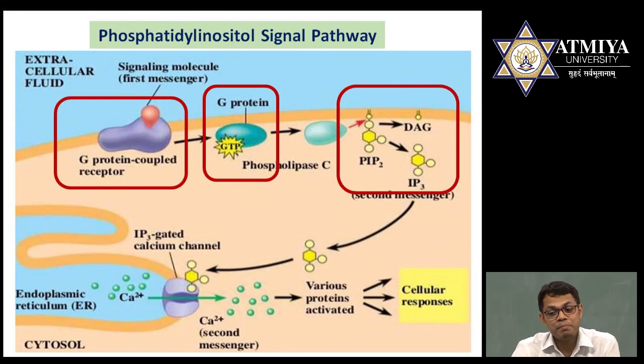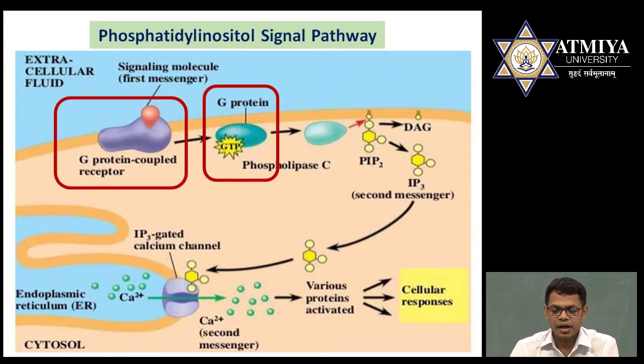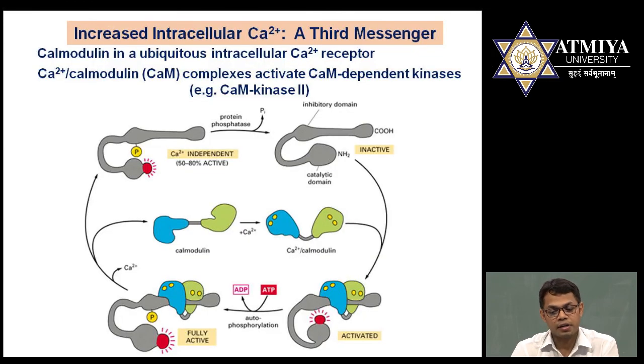Now calcium ion plus DAG, which is located on the membrane, are responsible for the activation of protein kinase C. In the previous talk I also told you that protein kinase A is activated by cyclic AMP, protein kinase G is activated by cyclic GMP, and protein kinase C, which I have explained here, is activated by calcium ion. So these three common types of kinase will be activated and cellular responses occur.